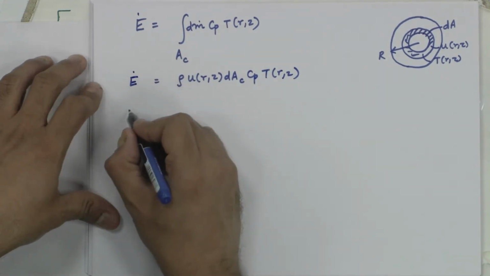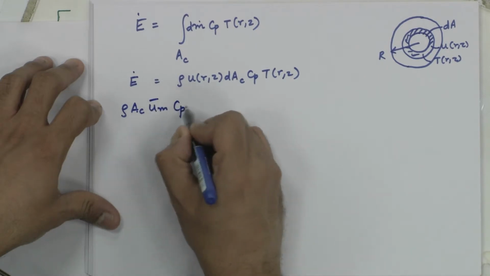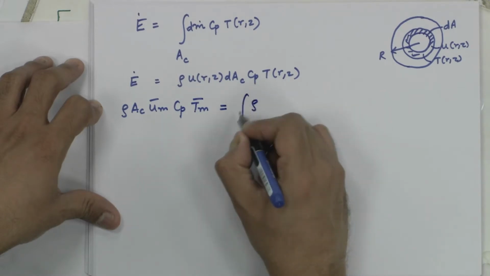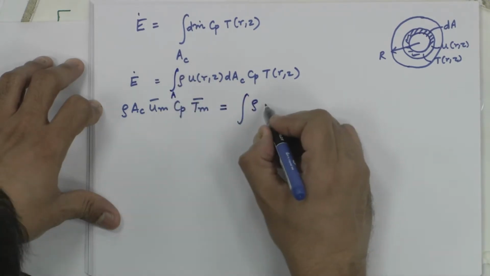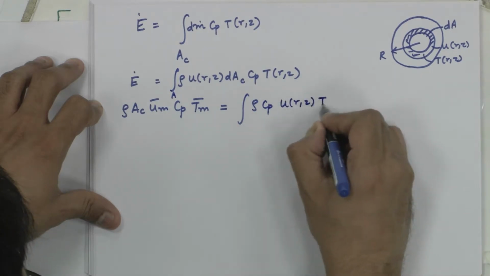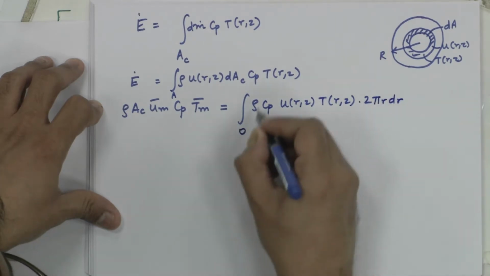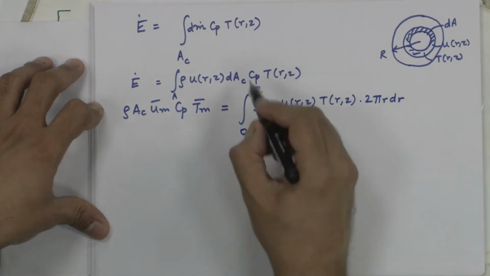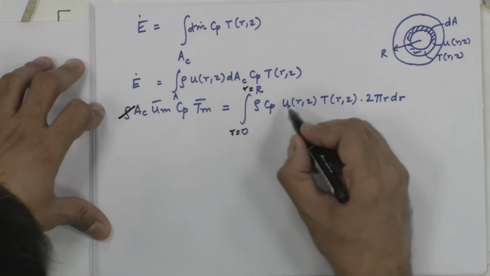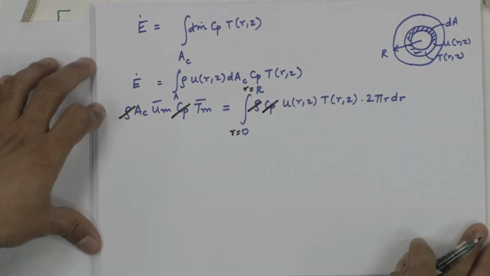So, let me equate from the previous slide. Rho A_c u_m bar Cp T bulk mean, which I want to find, is equal to the integral of rho Cp u of r comma z T of r comma z 2 pi r dr from 0 to capital R. This is the limit, r equal to 0 to r equal to capital R. Rho cancels, Cp cancels, constant properties, nothing is changing.